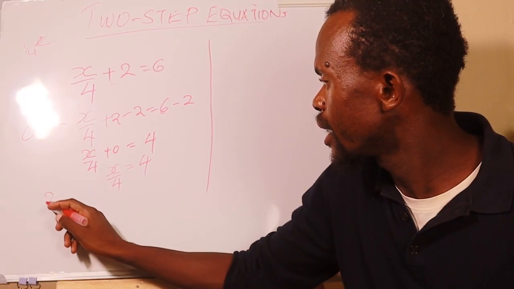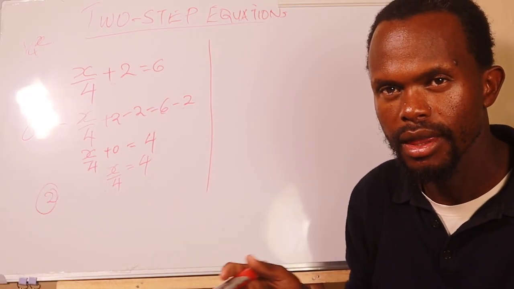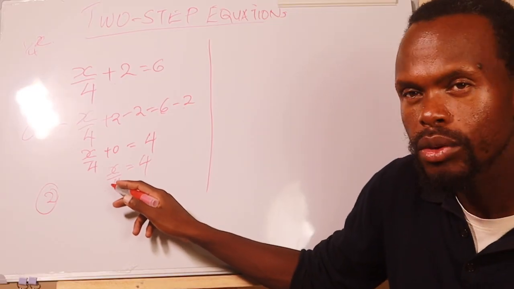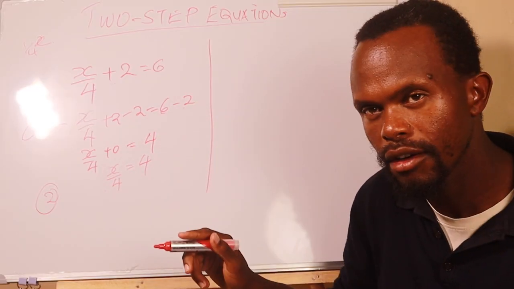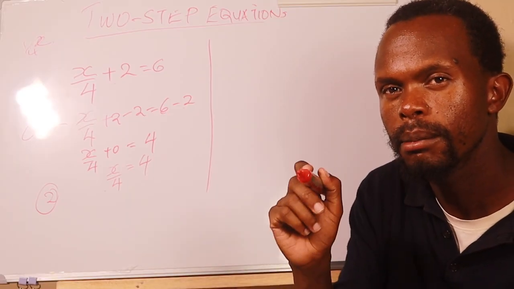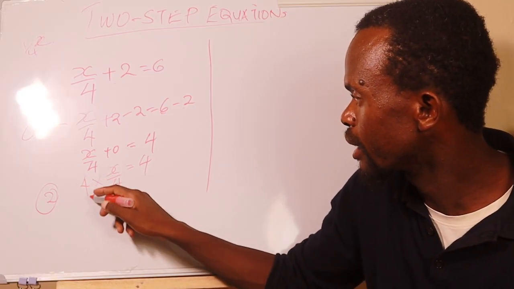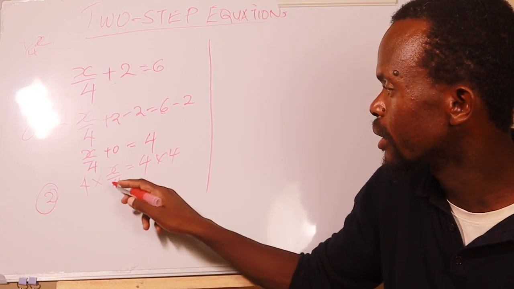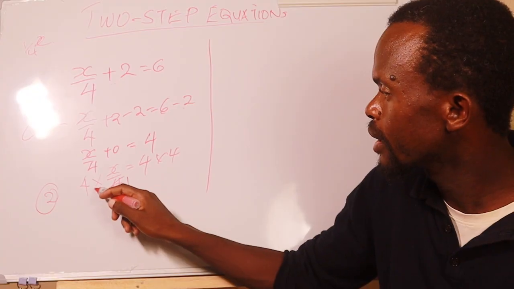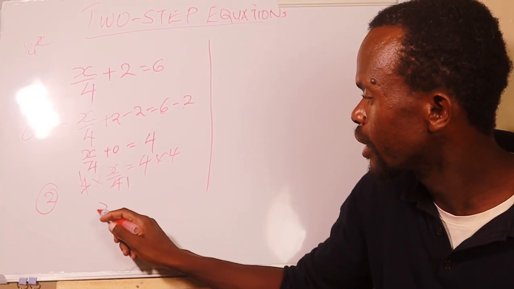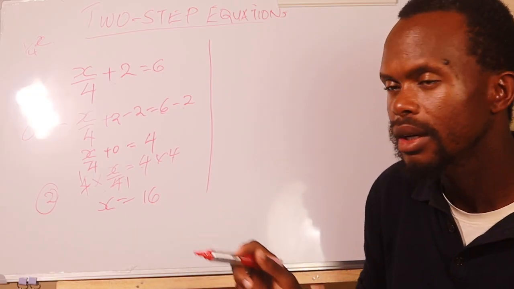Step 2 is to undo this over 4. And the way to undo the division is the other way around, which is to multiply. Therefore, we are going to multiply both sides by 4. Remember, whatever you do on this side, you do on the other side. So x will be equal to 4 times 4, which is equal to 16.